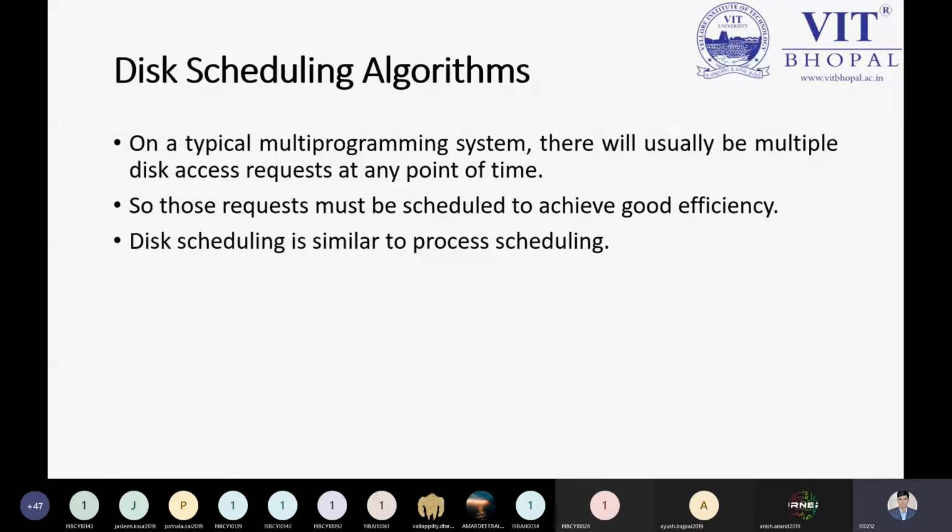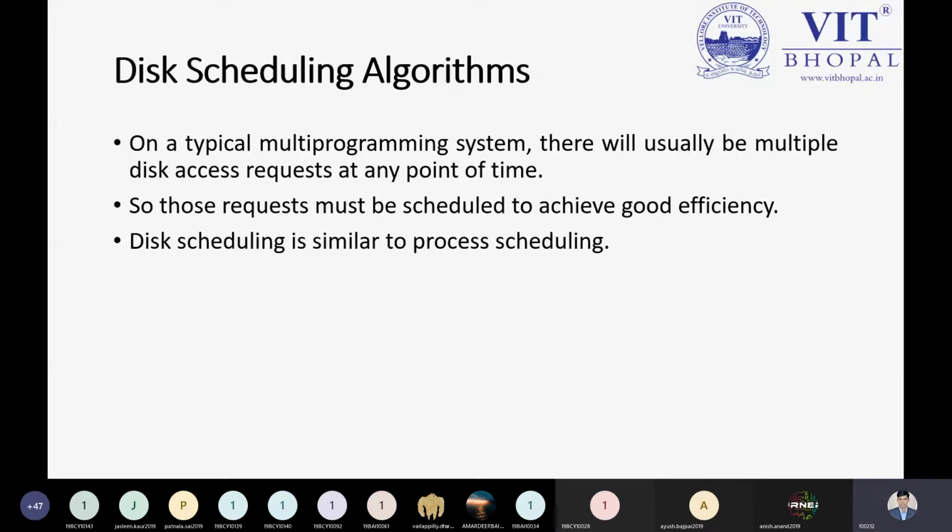if there is any problem. Yes, please, anyone? No problem, sir. So shall I move ahead to the disk scheduling algorithm? Yes, sir.